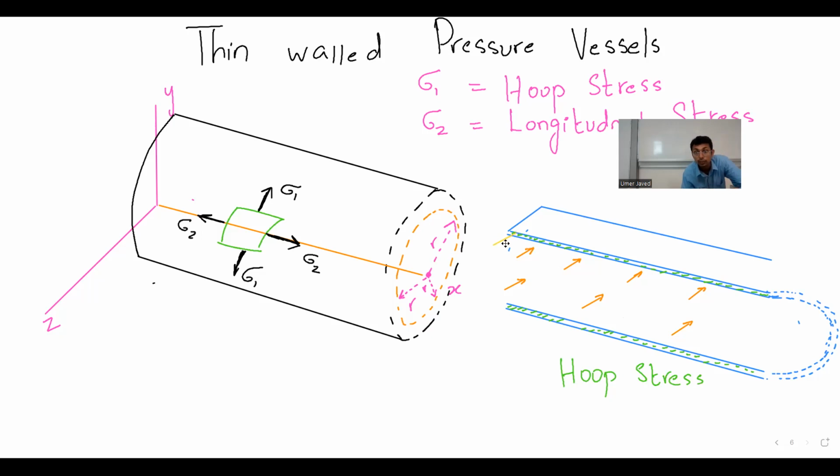So you can make yellow lines if you're still getting confused. This is the hoop stress. Similarly, line here, line here, line here, and then you can make these arrows. Correct? This is your hoop stress. And students were saying, but then what was longitudinal stress? It was like this one.